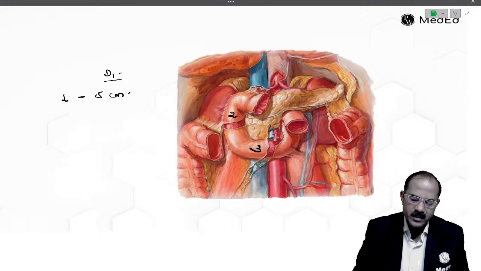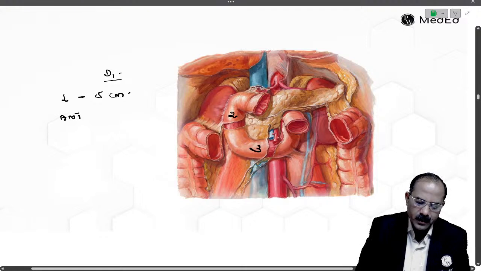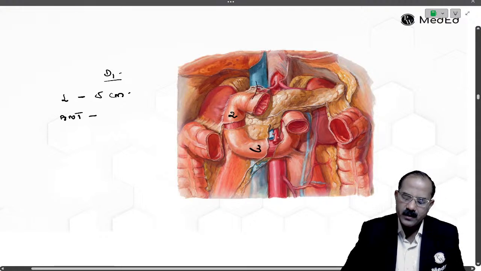Now, what is the relation? Anterior relation. Can anyone tell me who comes here like this?